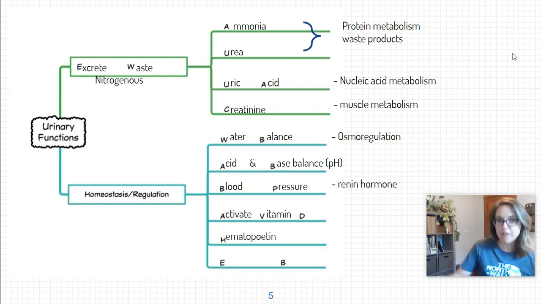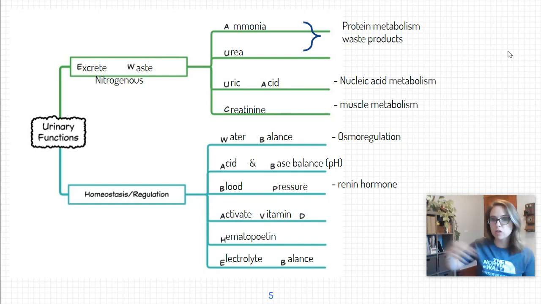We also have hematopoietin. If you remember, this is involved in the process of making our red blood cells. This is another one of those hormones that is produced to encourage red blood cell production. All of the blood of your body is going to go through your kidneys at some point, and so your kidneys do a check on how your blood is doing as well. And then lastly, your electrolyte balance. We're going to talk a lot about salts going in and out, what gets reabsorbed, what gets excreted, excess ions, salts, and that whole balance.